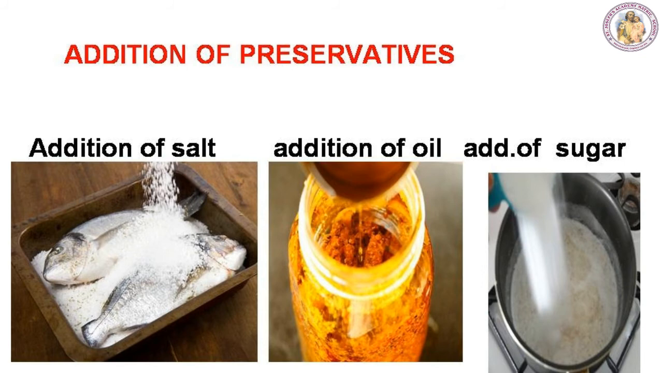In the addition of sugar, honey and sugar are good preservatives to increase the shelf life of fruits, like jams, jelly, squash, like that. And the addition of oil: in pickles, the oil prevents contact of air with the food, so microorganisms cannot grow and spoil the foods. That's why we add the oil.